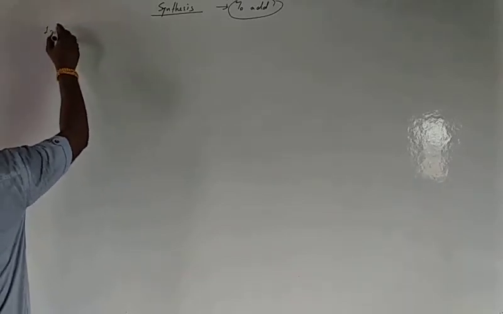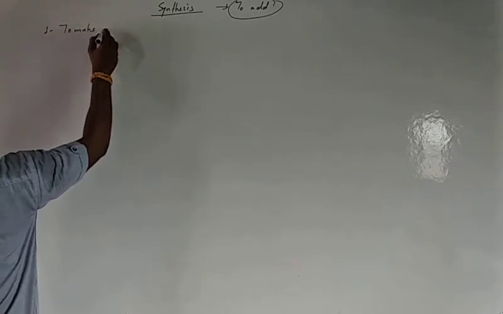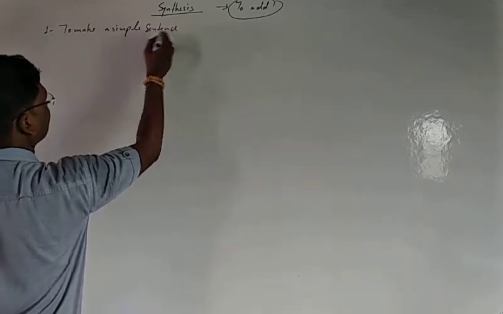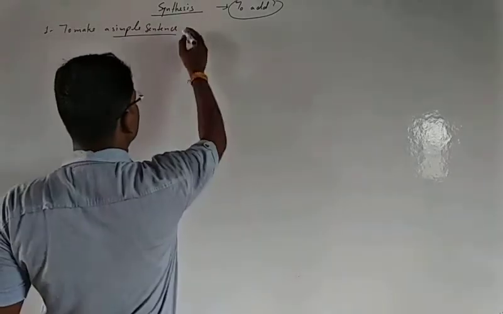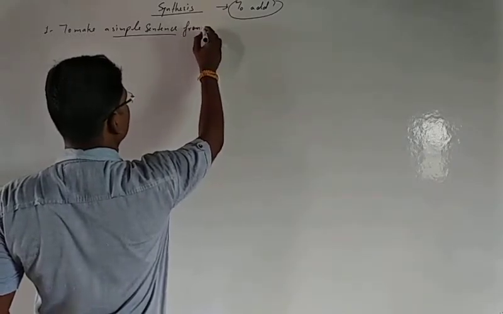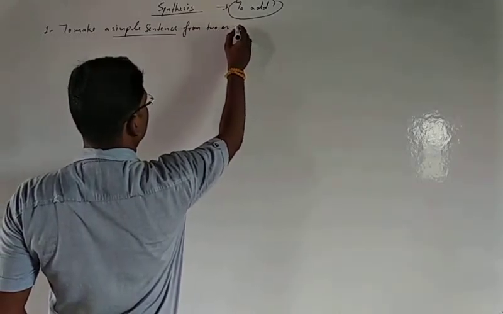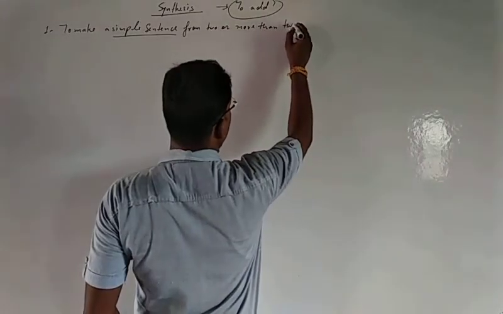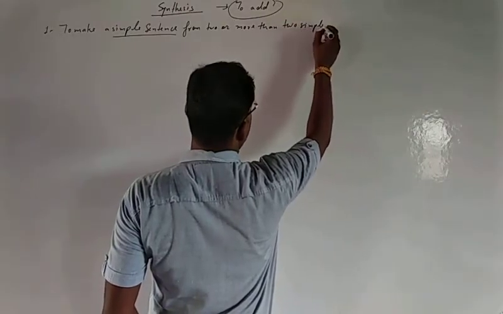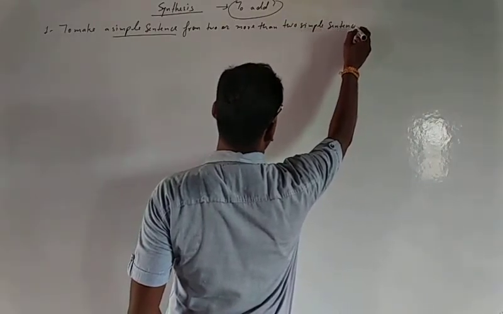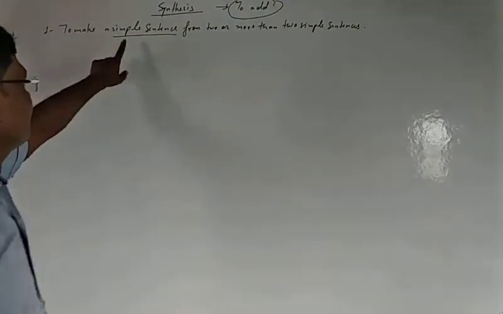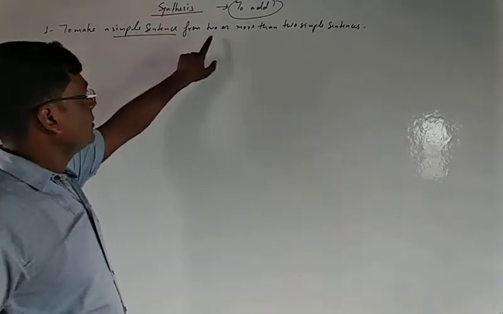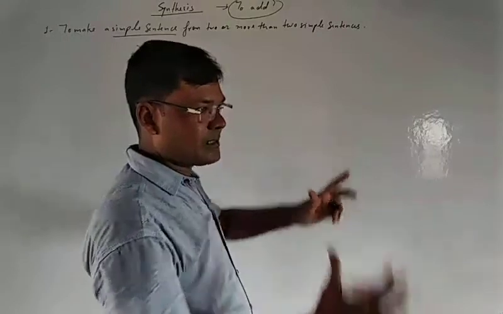First is to make a simple sentence from two or more than two simple sentences. Clear? That means one simple sentence from two or more than two simple sentences.